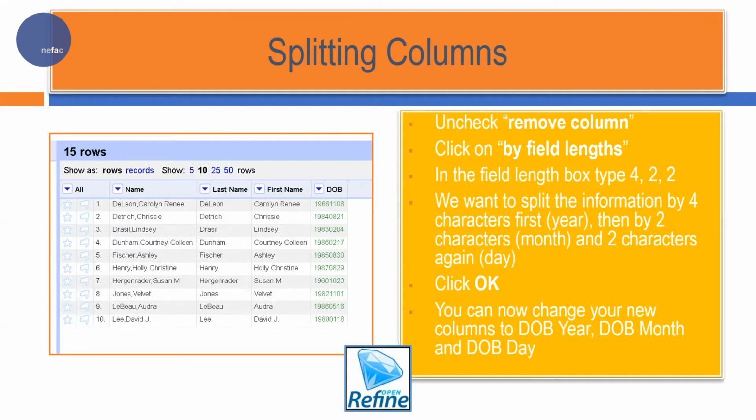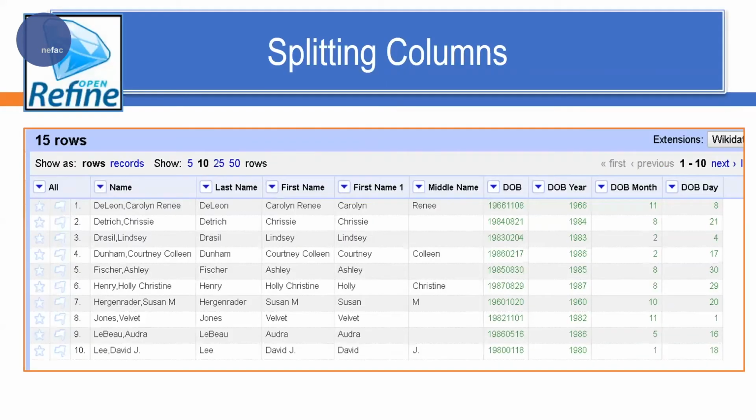So if you go to the down arrow and you check split into field length, we want to split the information by the number of integers. So you're going to type 4, comma, because there's 4 integers in the year. So 4, comma, 2, comma, and 2. 4 for the year, 2 for the month, and 2 for the day.